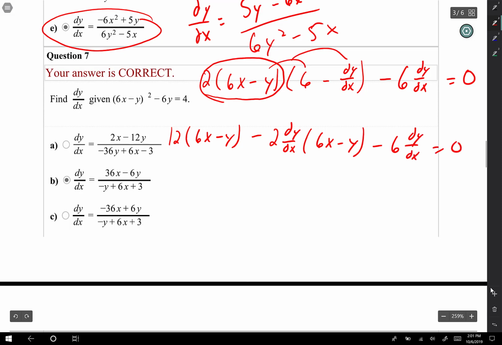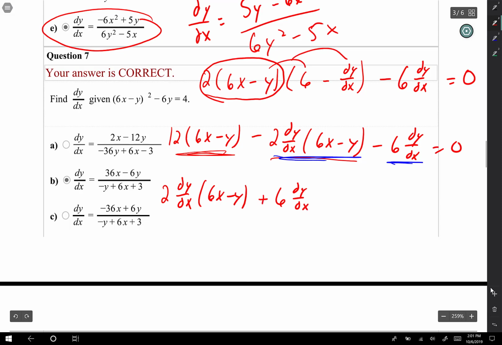So I'm going to move this guy to the right, because the other twos have a dy/dx. And I'm going to move these in blue to the right, because I want the dy/dx to be positive. So I'm going to rewrite it on the left-hand side, guys. I hope that doesn't confuse you. So here we go. 2 dy/dx (6x minus y), plus 6 dy/dx, since I moved it to the right, equals 12(6x minus y). So now I'm going to factor out a dy/dx. So here we go.